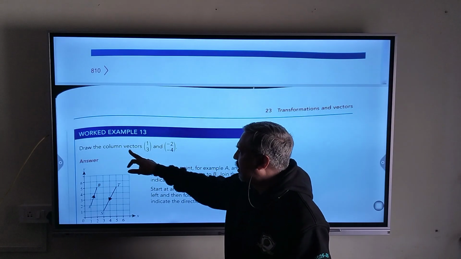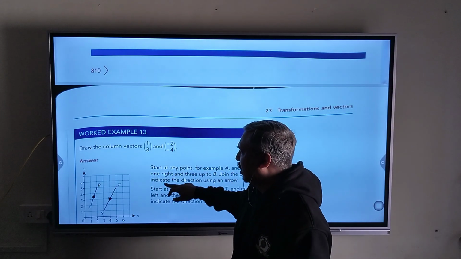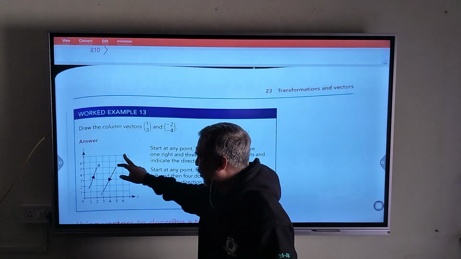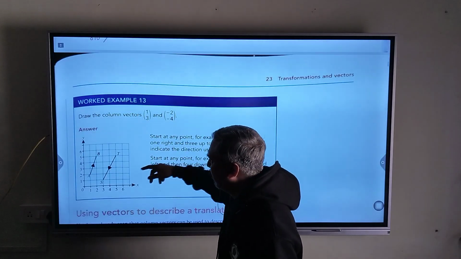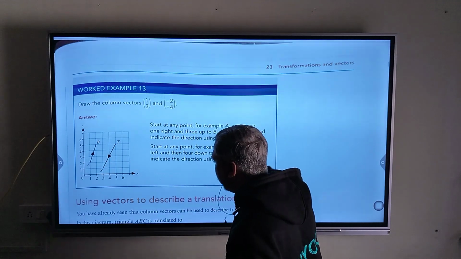Draw the column vectors (1, 3) and (-2, -4). This is (1, 3), and (-2, -4) on the opposite side. We see that. Not very difficult.